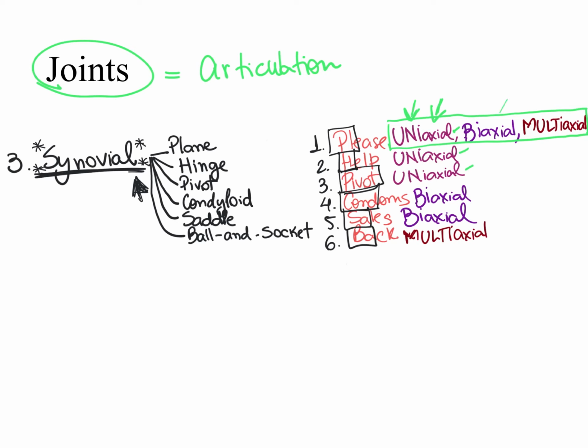Then the word biaxial has the root bi, and bi has 2 letters. So the following 2 will be biaxial. And then we only have one left, and this one has to be multiaxial.